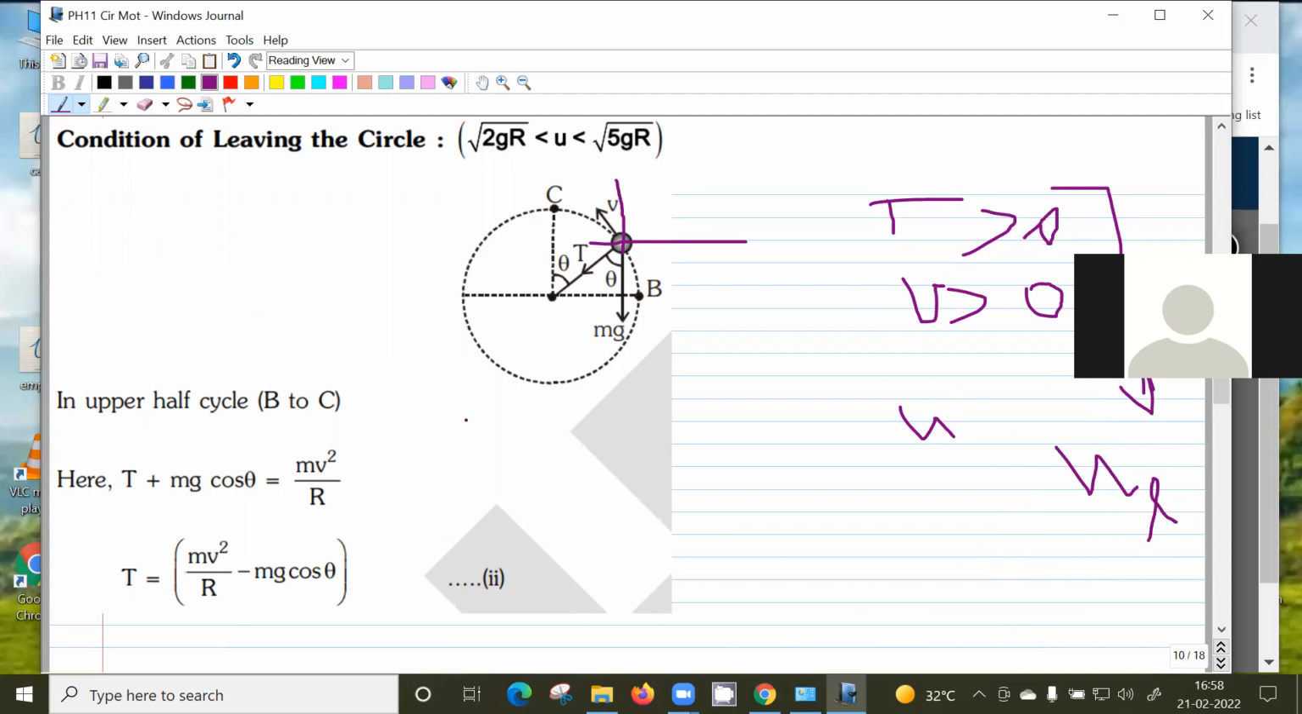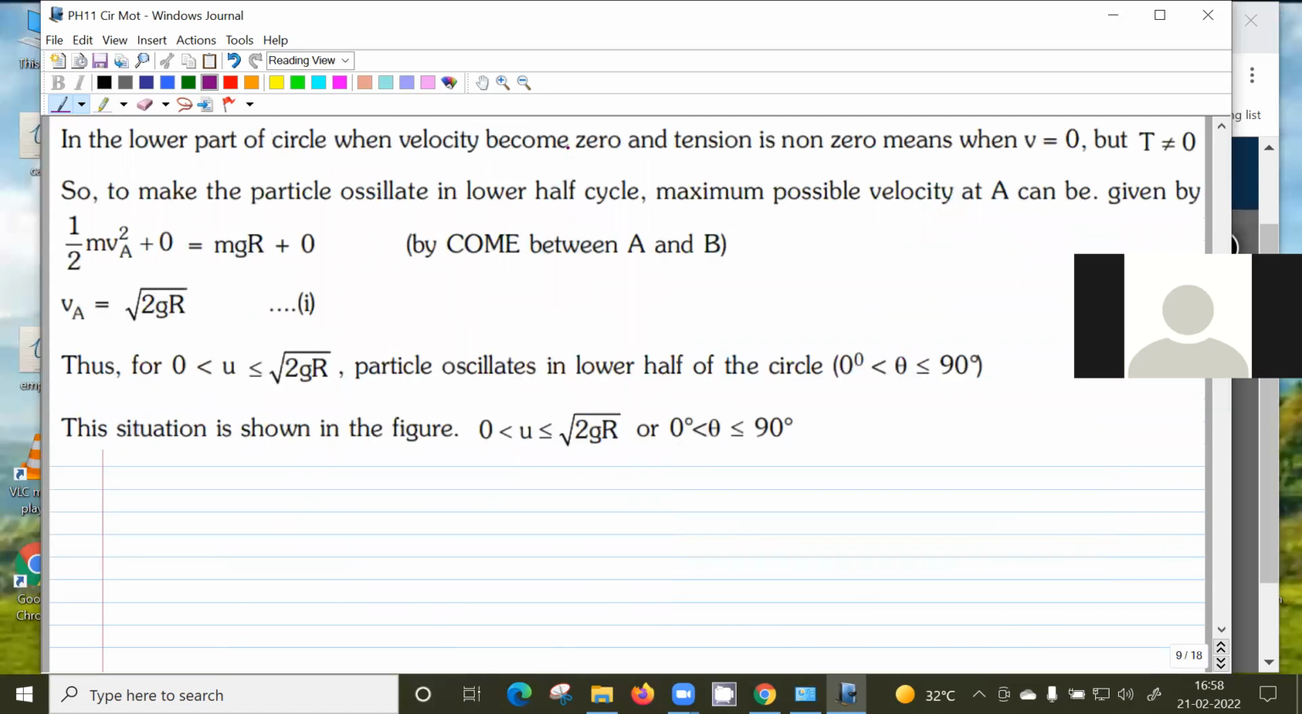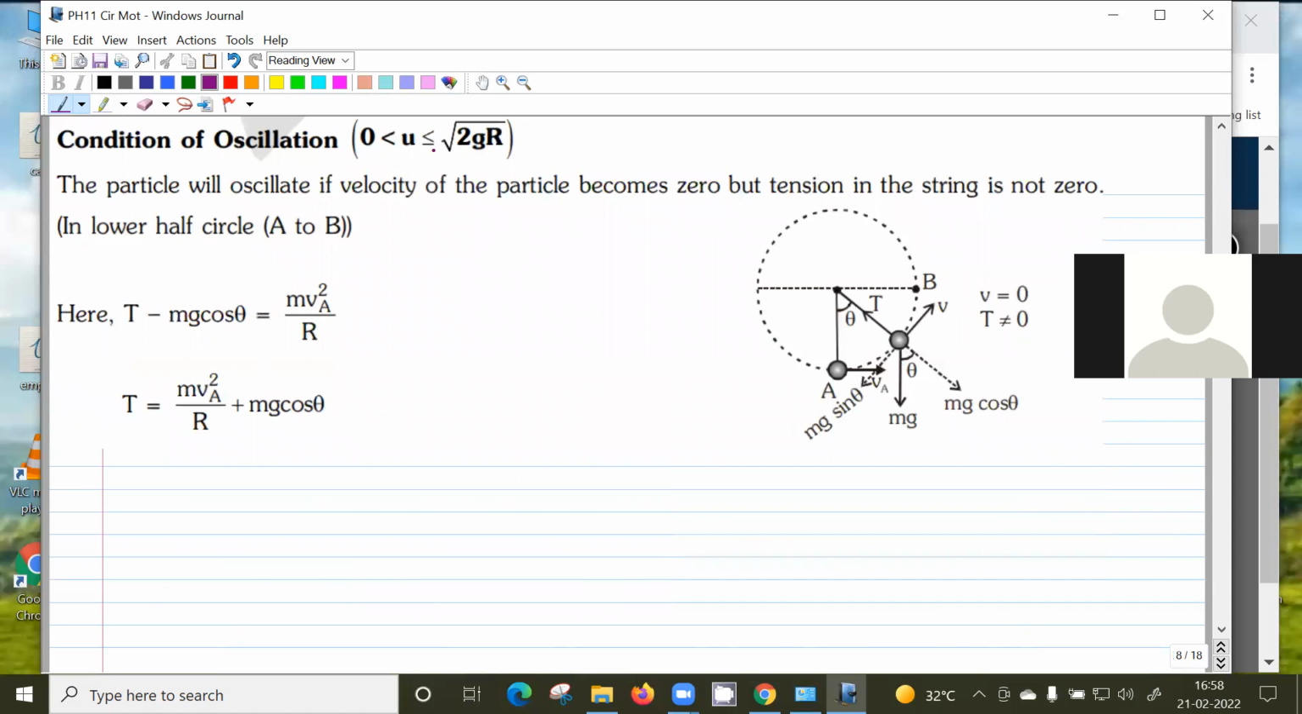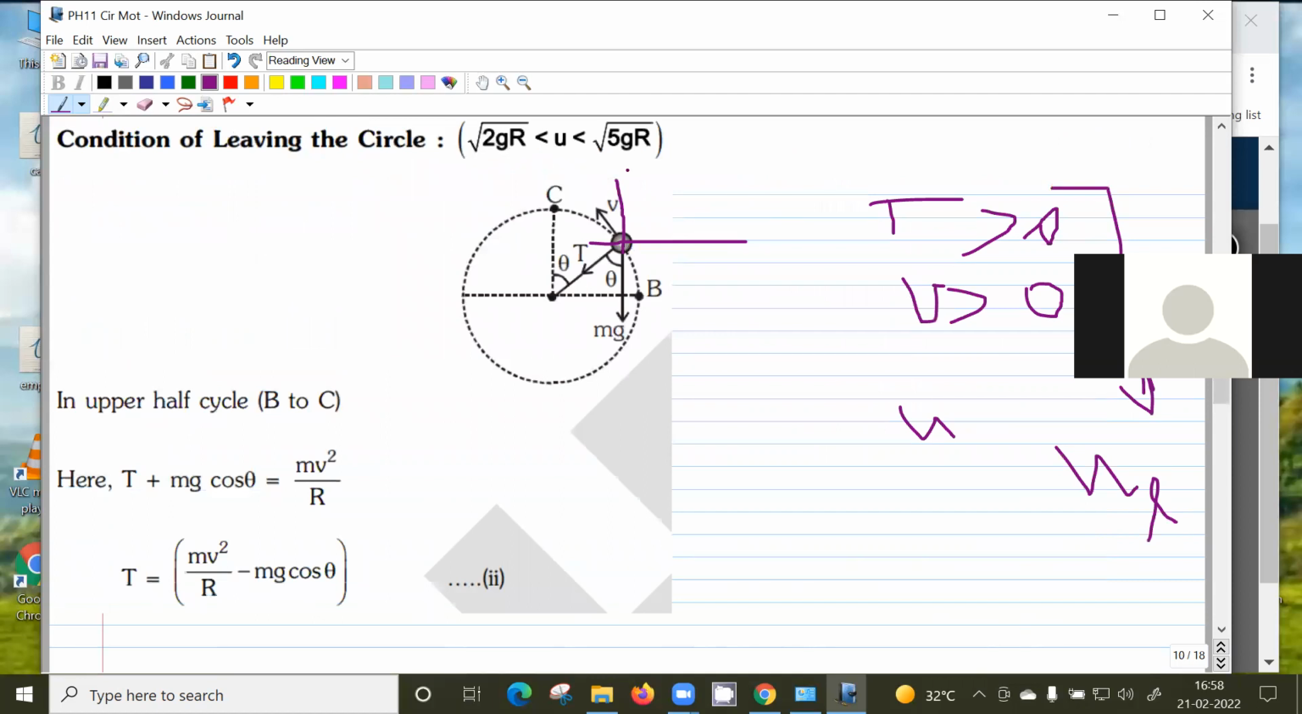Okay, for this to happen, u should be of some value. It will turn out that if u is between 0 and √(2gr), it will be less than this semicircle. As you keep increasing this initial velocity, it will go to higher and higher points. So if u is greater than √(2gr) and less than √(5gr), it will go up to here.